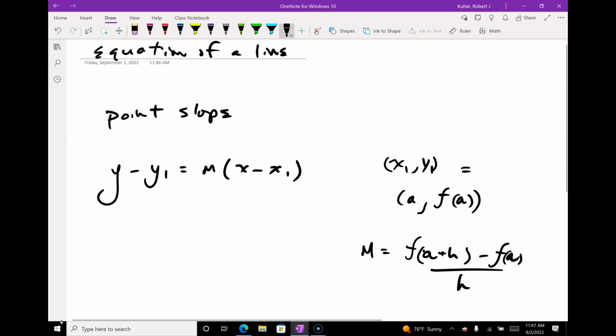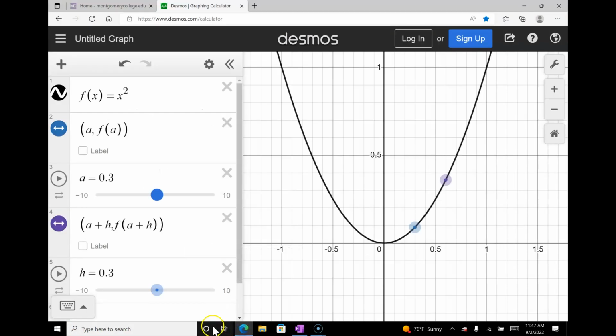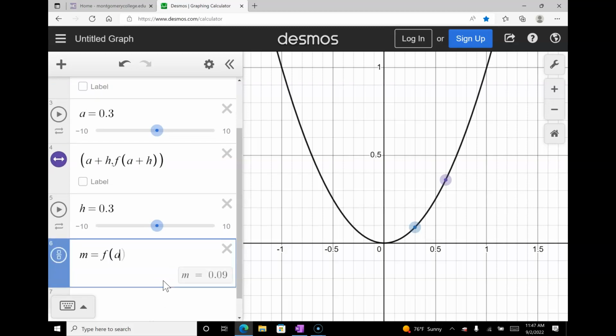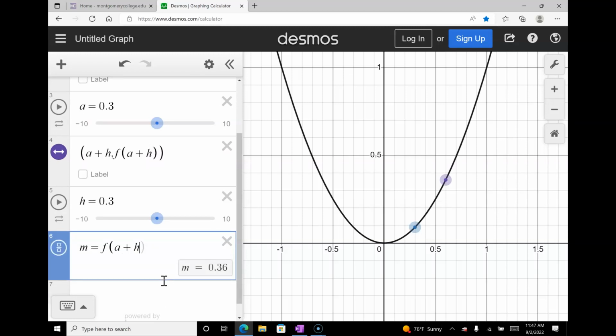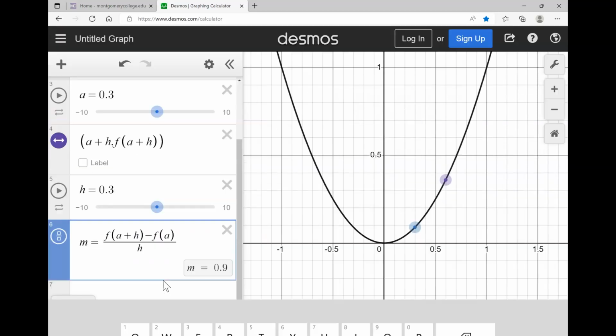I like to get that one in my Desmos right away. So I'm actually going to do this calculation in Desmos. I'm going to write it again in Desmos right here. I want to know the calculation of the slope of my secant. I'm going to just call it m, and that is f of a plus h minus f of a, highlight it all, divided by h. And there I've got a calculation of my secant slope.